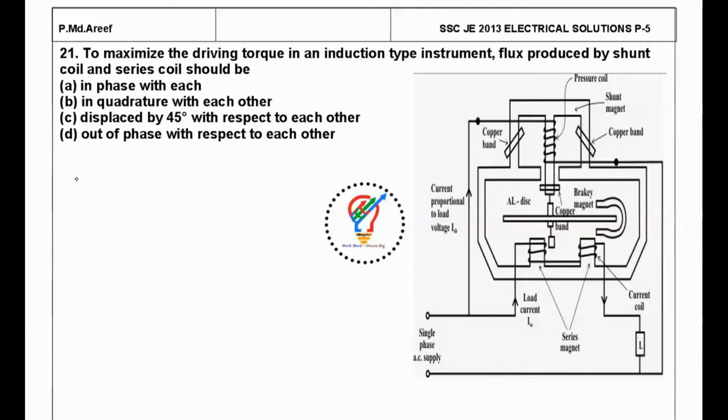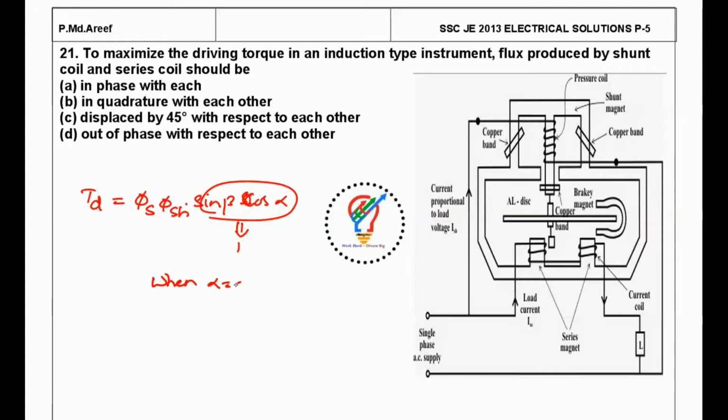The torque equation in this induction type instrument is T_D equal to the flux of series winding and flux of shunt winding into sine beta and cos alpha. So for production of maximum torque, these two parts should be made unity. So when would that happen? When alpha is 0, cos alpha is equal to 1, that we get maximum torque, and sine beta should be 1, meaning beta equal to 90 degrees.